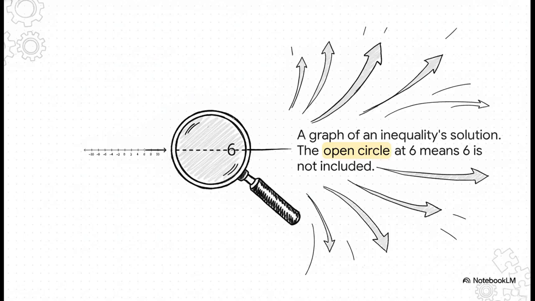And this is how we draw a picture of all those possible answers. See that circle on the number 6? Because it's an open circle, not filled in, it means that 6 itself is not a solution. It's like the starting line, but you can't actually stand on it. Then, that arrow pointing to the left shows you every single number that is a possible answer.